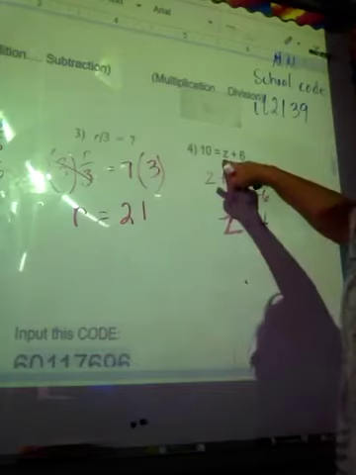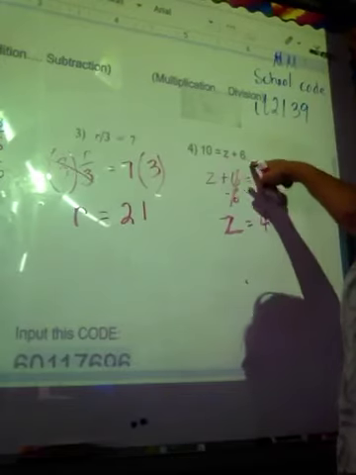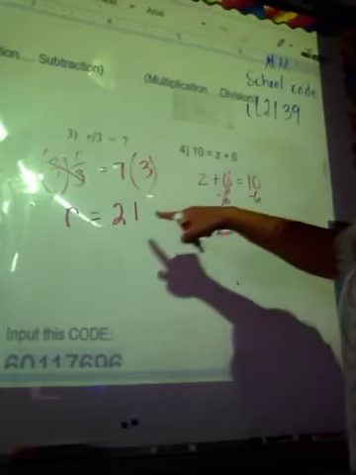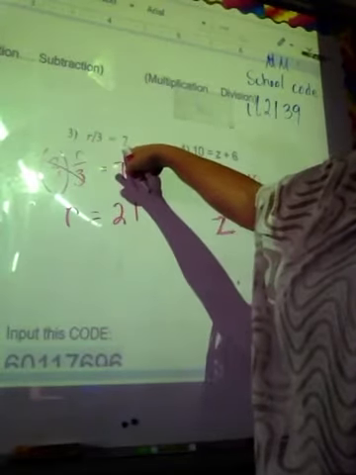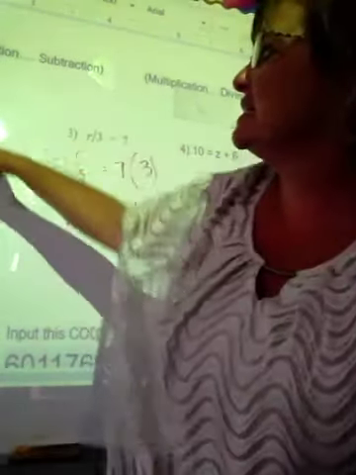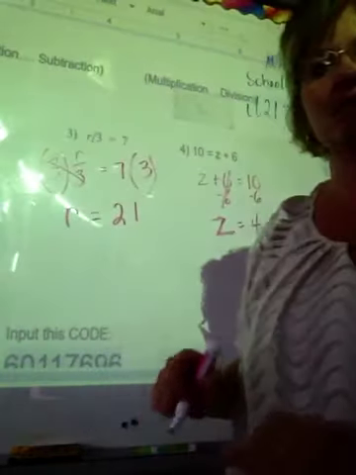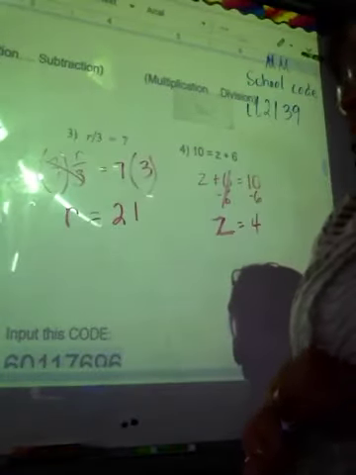Again, we can plug these back in. So if we plug that 4 in here, we have 4 plus 6 equals 10. Here, if I took 21 divided by 3, I would get 7. And if I took 8 times 6, I would get 48. So those are easy to check.